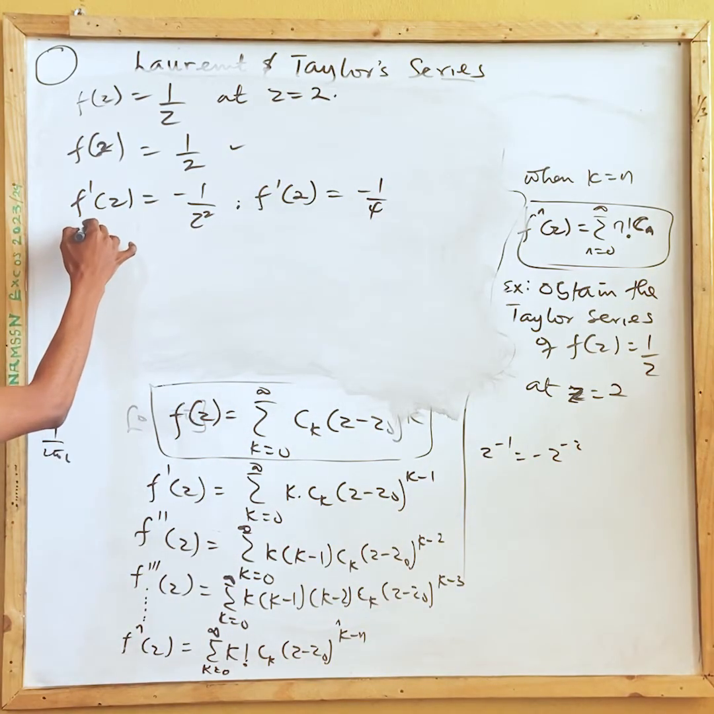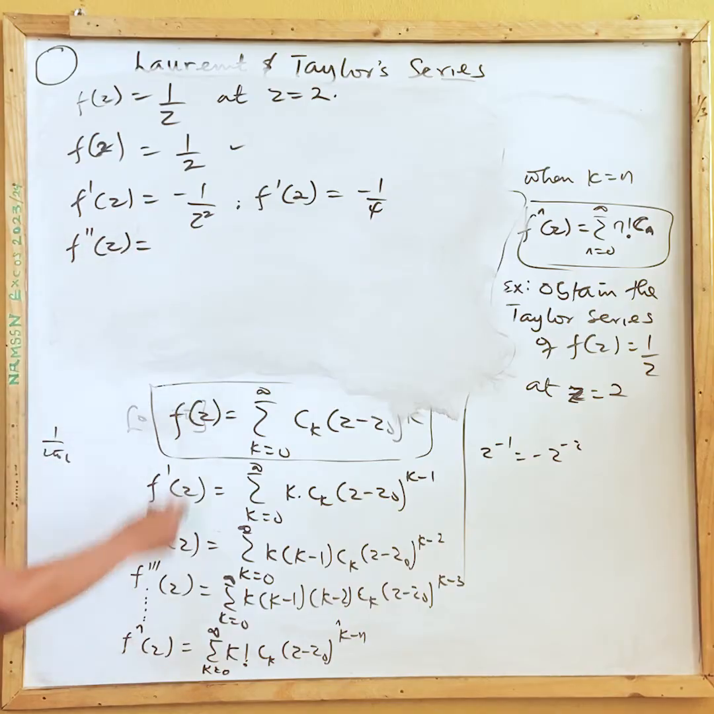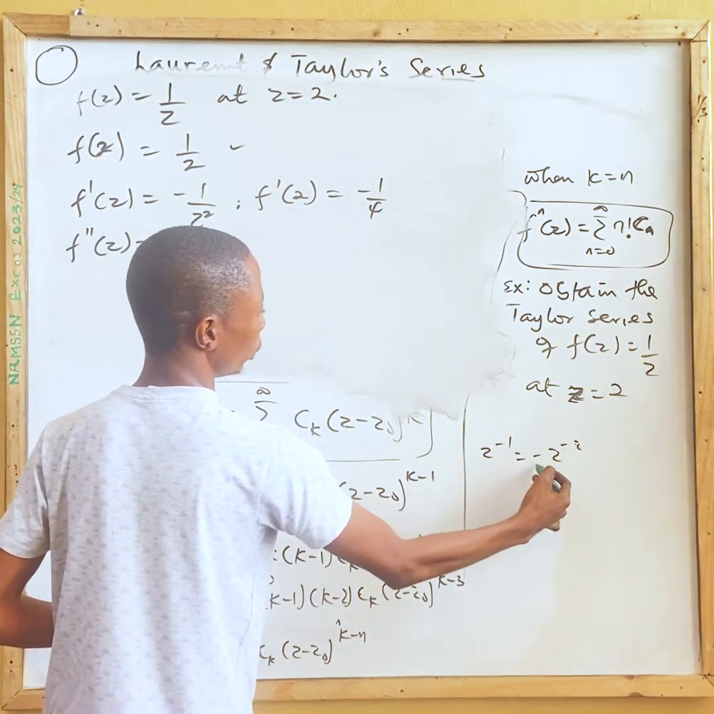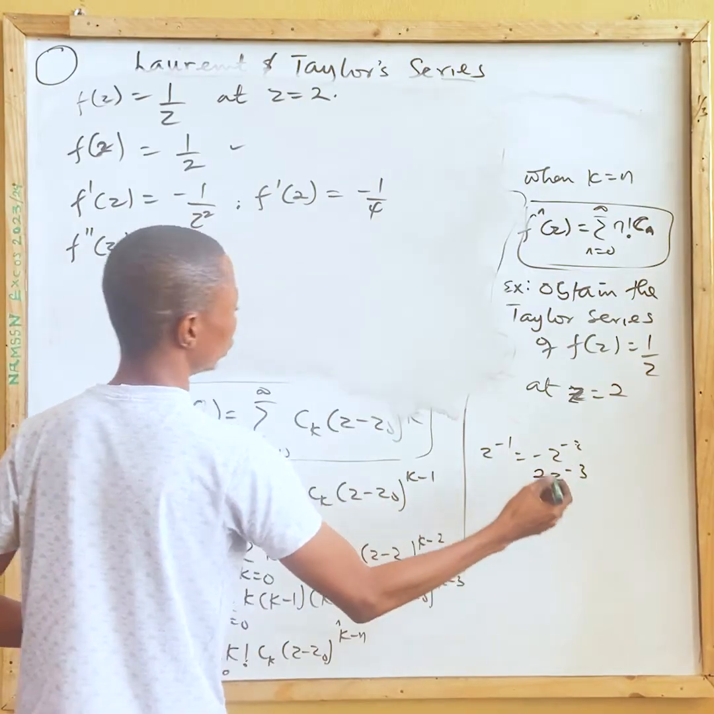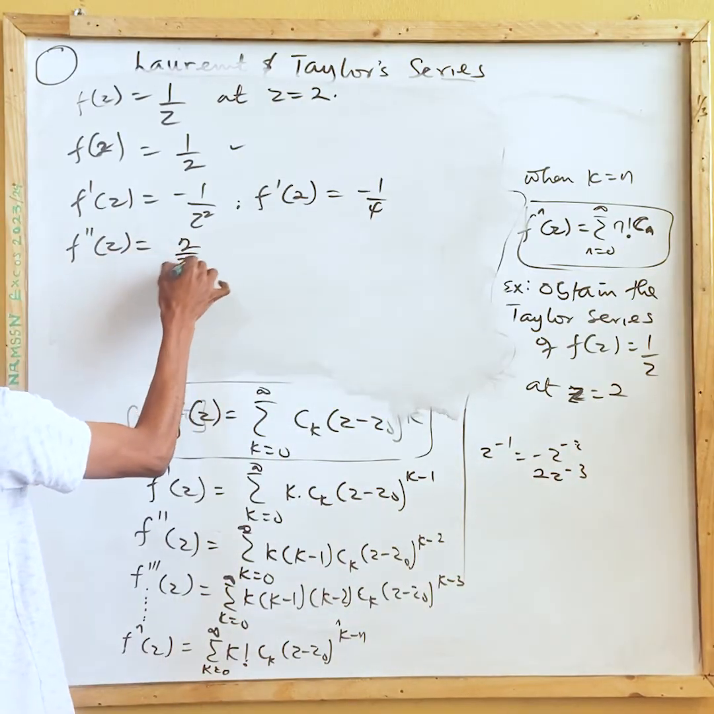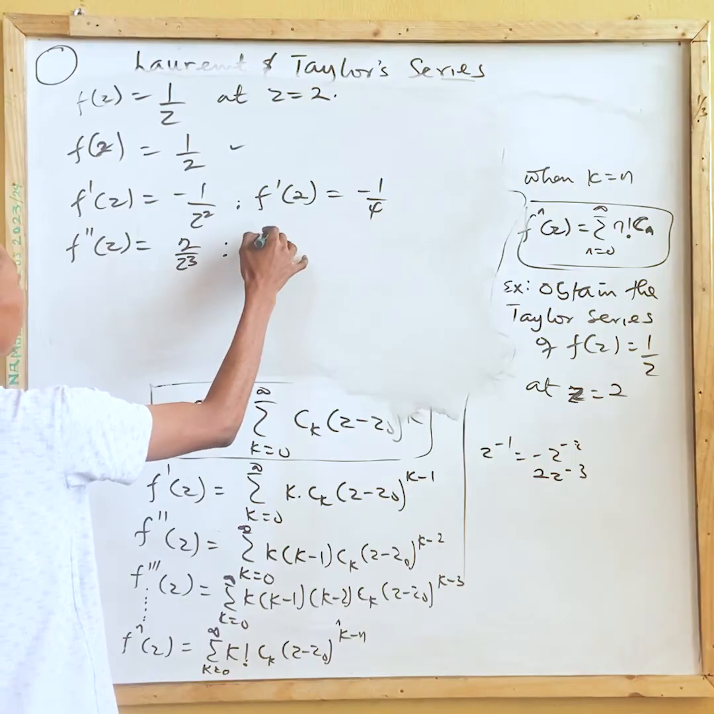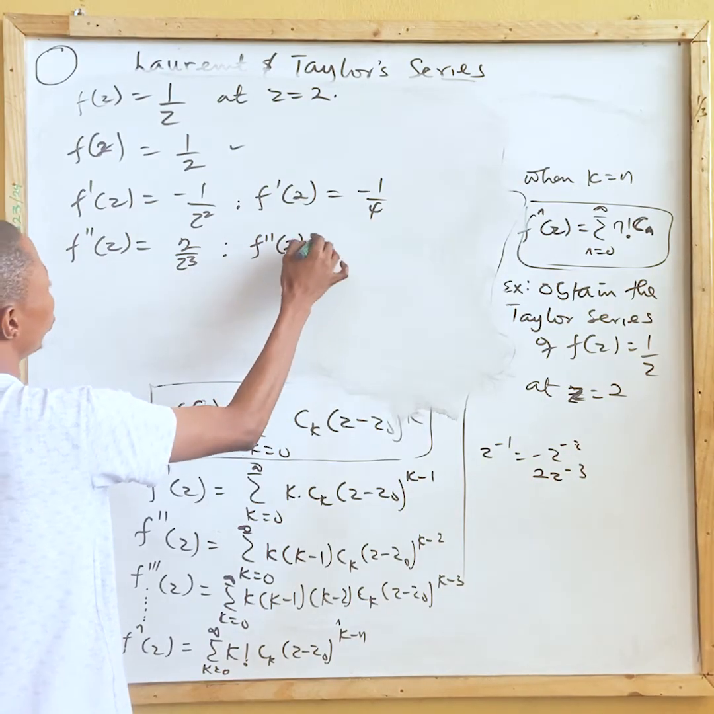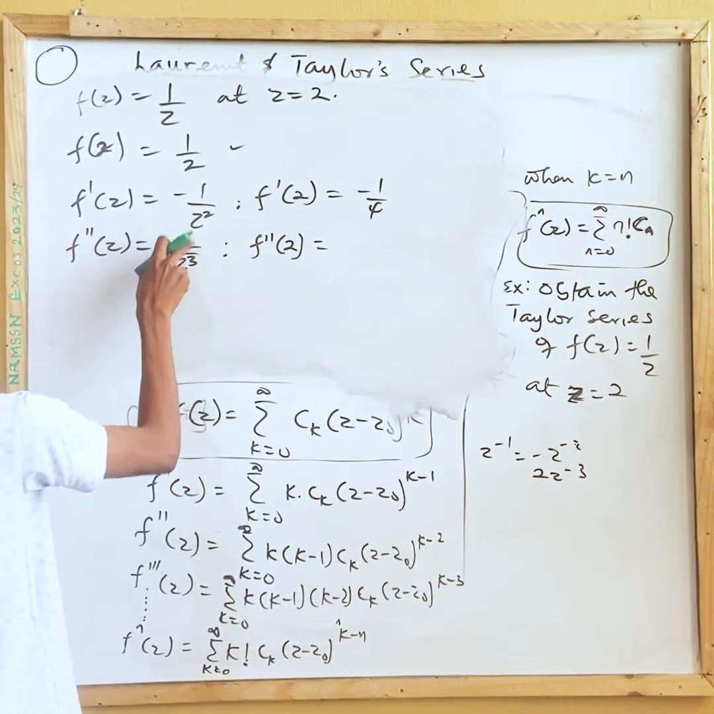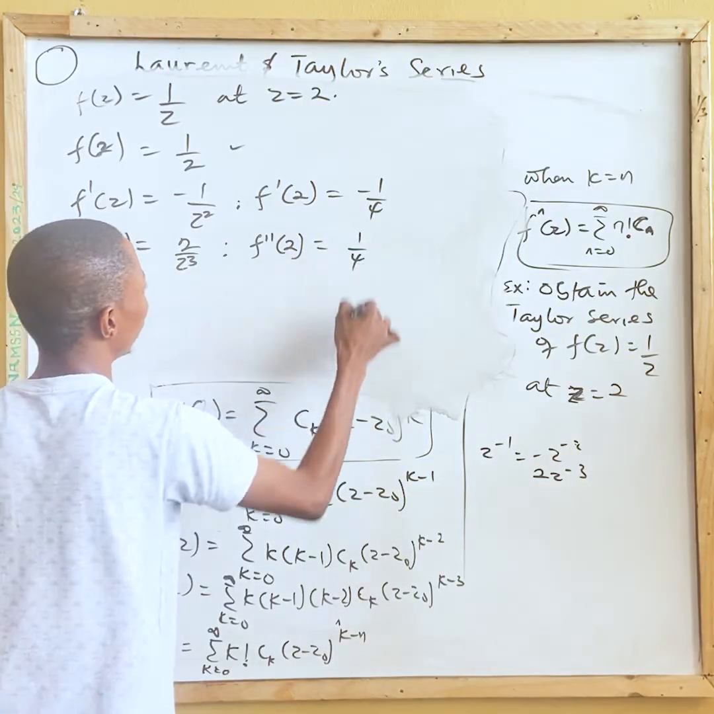Then what is the second derivative of f(z)? If I differentiate minus 1 over z squared, this will be 2z to the minus 3, that will be 2 over z cubed. And what is f double prime of 2? Yeah, we are putting 2. That's 2 over 8, that's 1 over 4 as well.